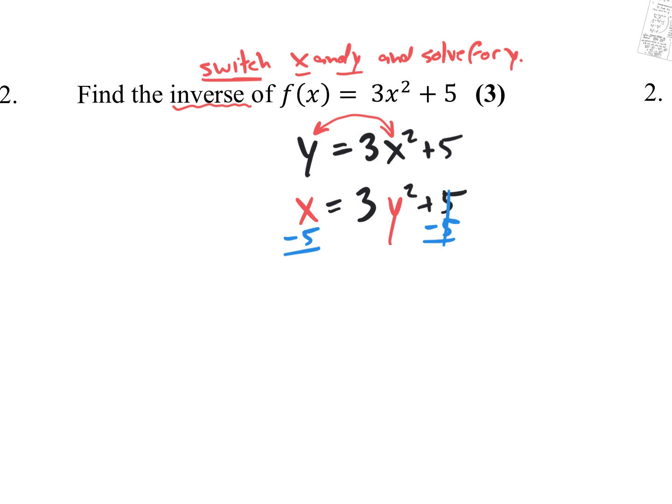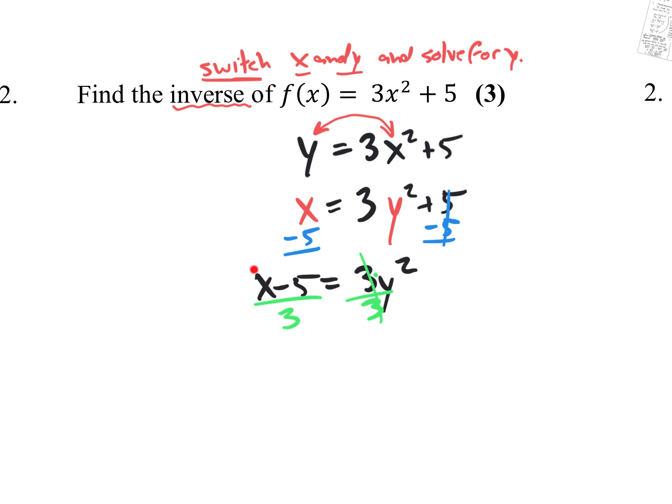X take away 5 you cannot do, so you're just going to rewrite it. That's going to be an x minus 5 equals 3y squared. Now you almost have y by itself. You just need to get rid of the power of 2 and also the 3. What do you get rid of first? You have to get rid of that multiplication of 3 by dividing by 3. That'll cancel it out. And what you do to one side, you do to the other side, divide by 3.